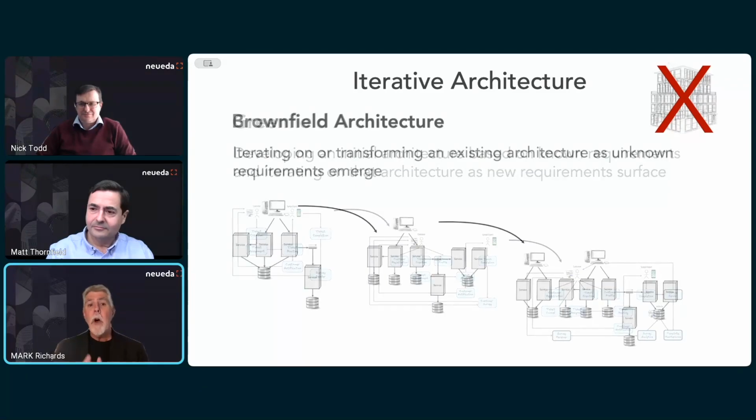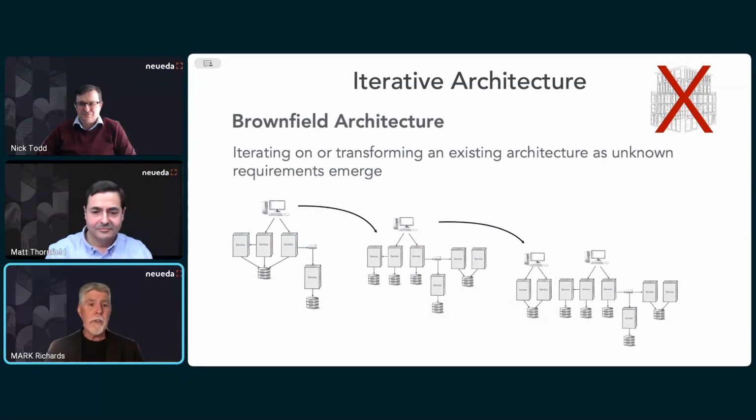As a matter of fact, we do iterative architecture on brownfield architectures as well. Existing systems that we work on transformations of those existing systems as new requirements, new market conditions, new business direction emerges. And this is one of the key differences between architecture in systems and architecture in buildings.